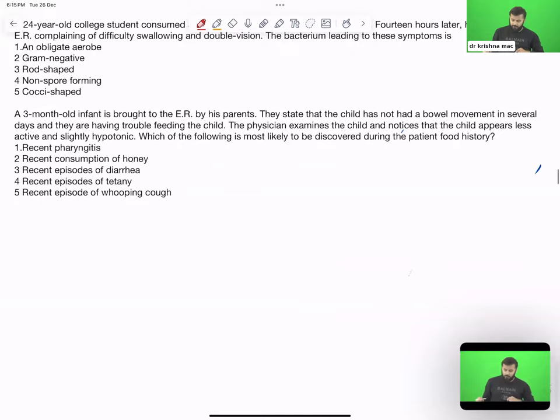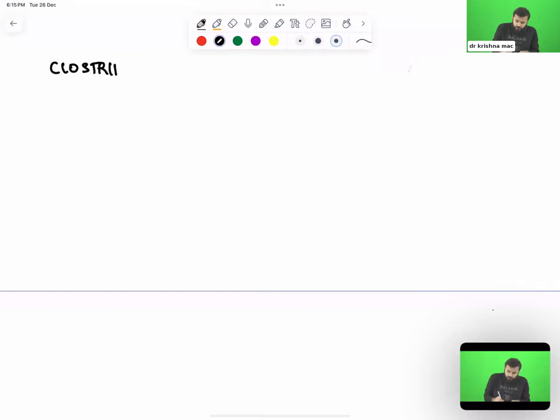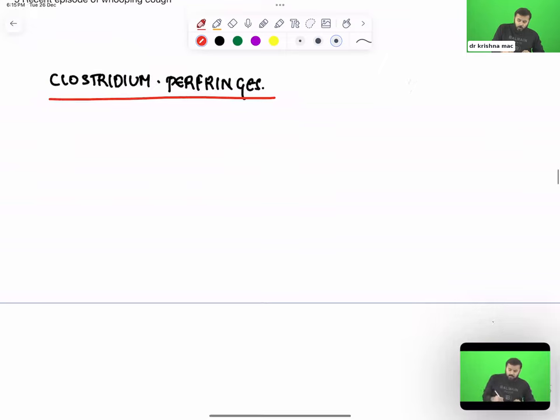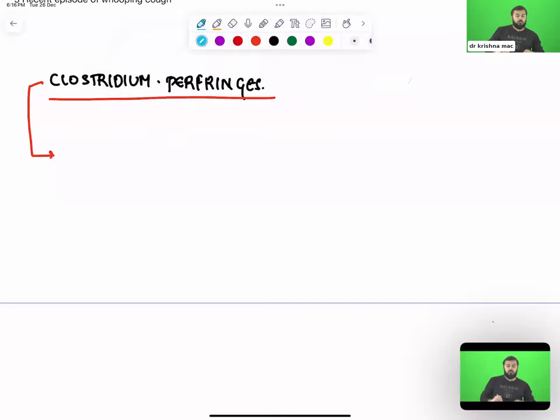So our topic of discussion right now is Clostridium perfringens. Within this Clostridium perfringens, only two to three points are important which you need to know. What is the toxin that is released by this bacteria? The toxin that is released by this particular bacteria is called alpha toxin.